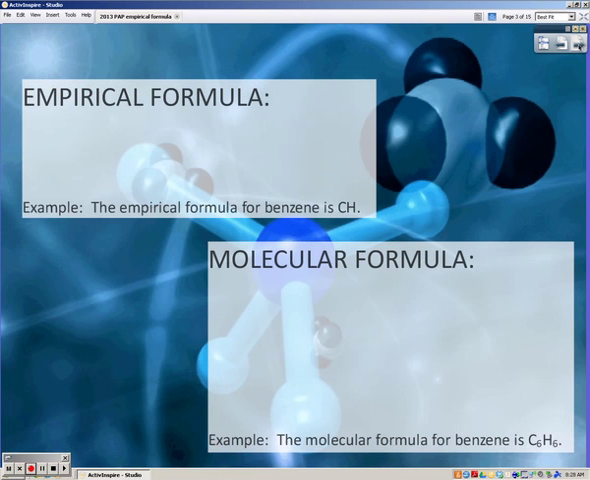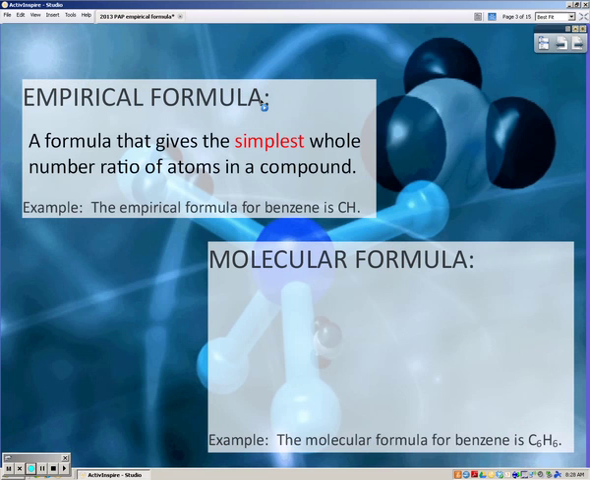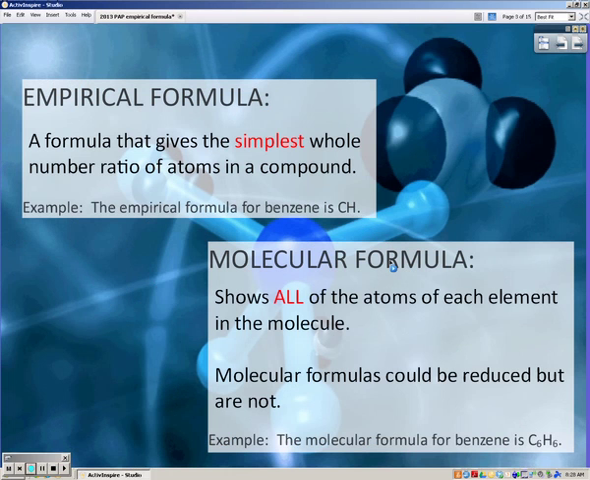An empirical formula is a formula that gives the simplest whole number ratio of atoms in a compound, while a molecular formula shows all of the atoms of each element in the molecule. Molecular formulas a lot of times can be reduced, but they're not.